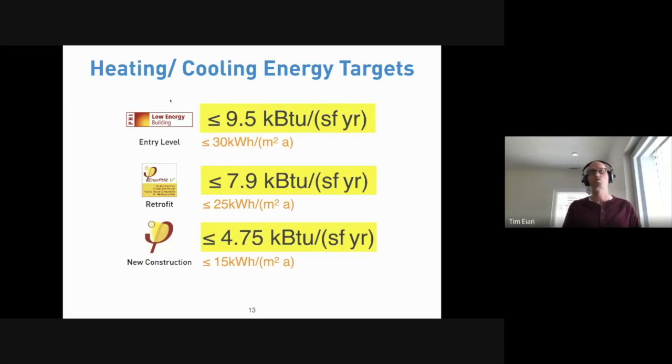The passive house really breaks down into 3 variants. There's an entry-level certification called Low Energy Building with passive house components that has a heating limit of 9.5 kBTU per square foot a year. Square foot, I should have said earlier, is net square feet, net usable interior.